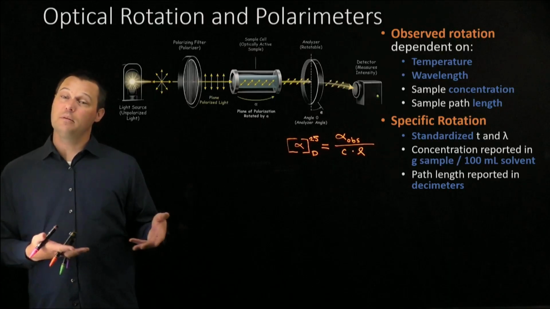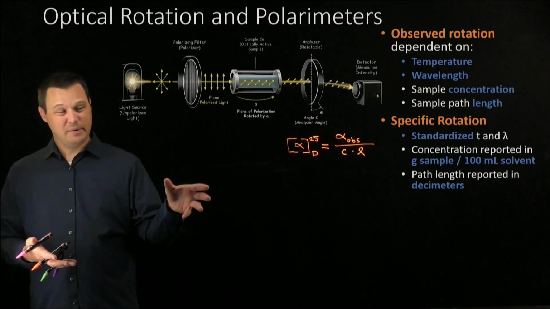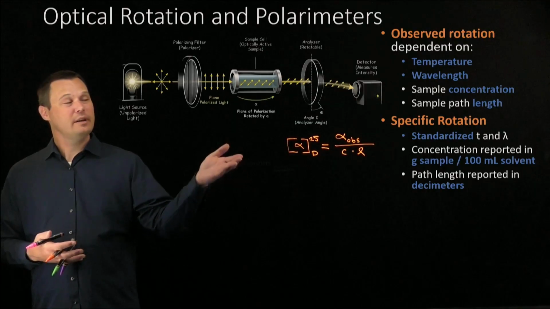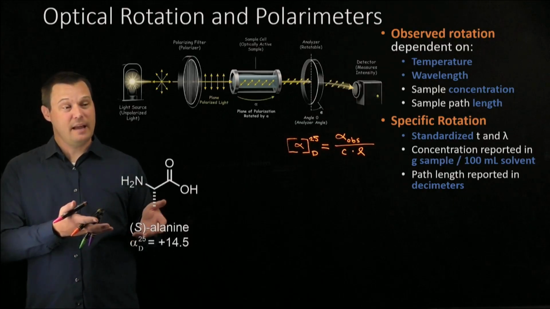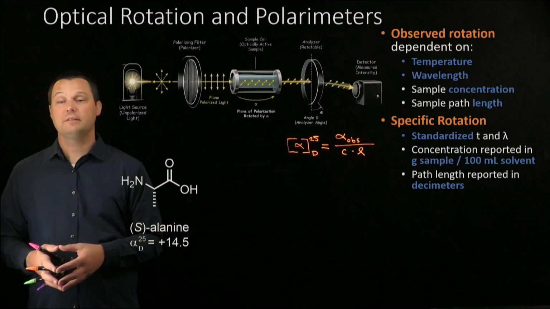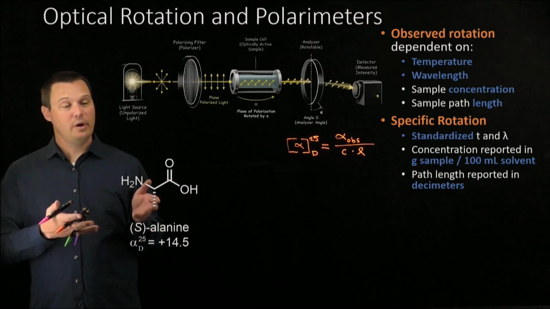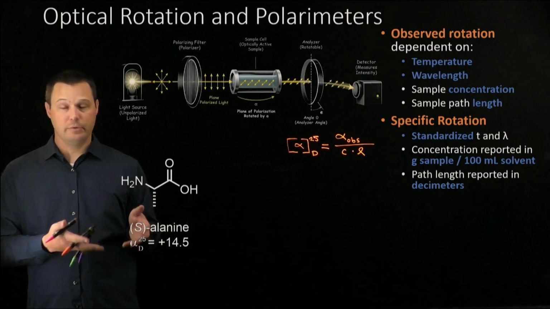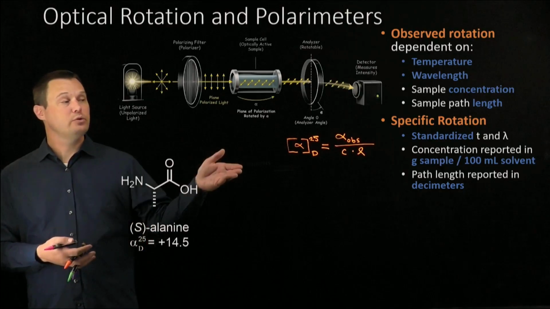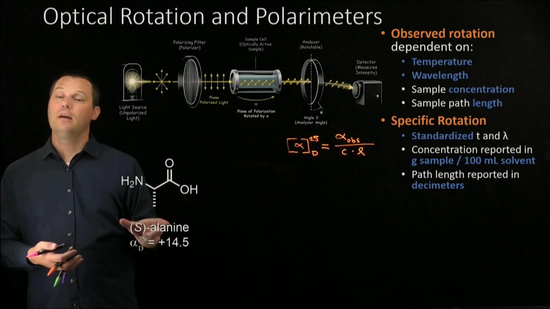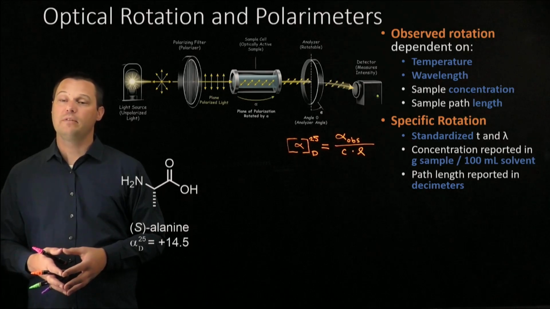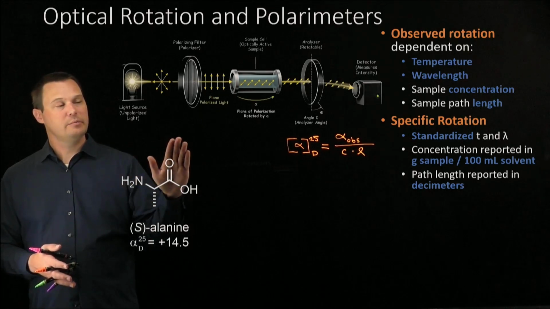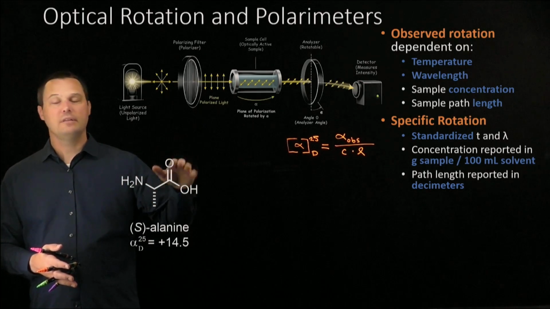And now we've done something important. Instead of a messy experimental observed number, we now have a standard value for every chiral molecule. We can say things like S-alanine has a specific rotation of positive 14.5 degrees. When you run the polarimetry experiment at standard temperature using the sodium D line, once you correct for the concentration and the path length, every sample of S-alanine should give you a specific rotation of positive 14.5 degrees. Plane-polarized light should be rotated 14.5 degrees in the clockwise direction.